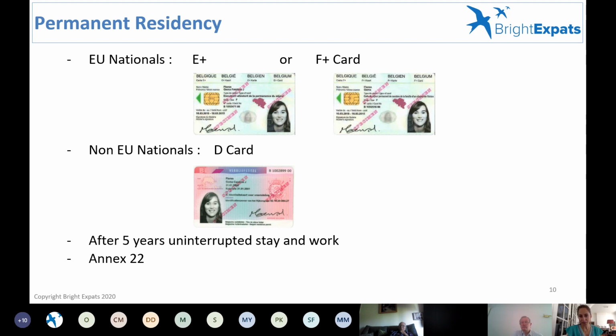The annex you would receive at the town hall, and you need to apply for at the town hall when asking for permanent residency, is called the Annex 22. I'm adding that piece of information because if you plan to ask for permanent residency with an eye on citizenship, please keep that Annex 22 preciously, because it is a proof that the authorities have already considered and approved your stay in Belgium as an uninterrupted stay of 5 years or more.